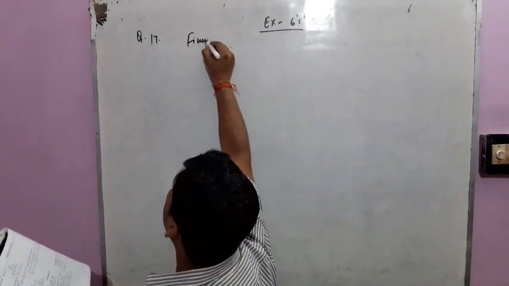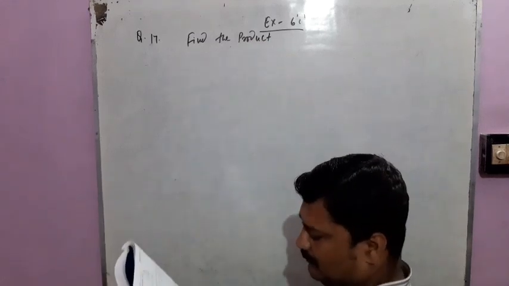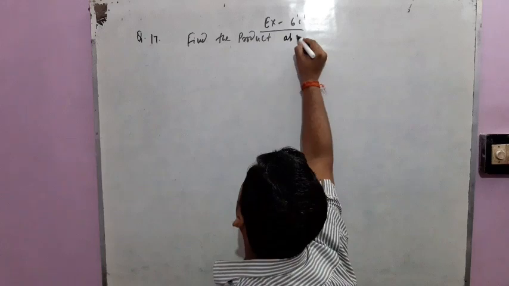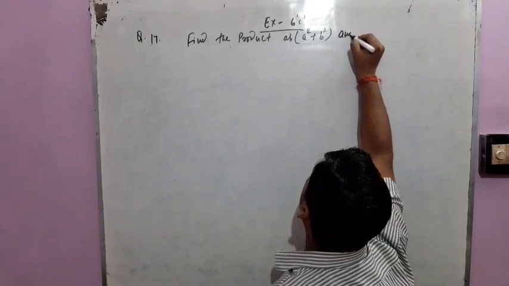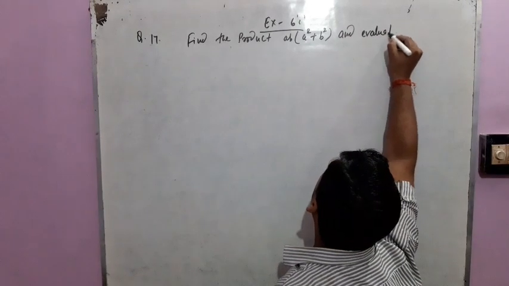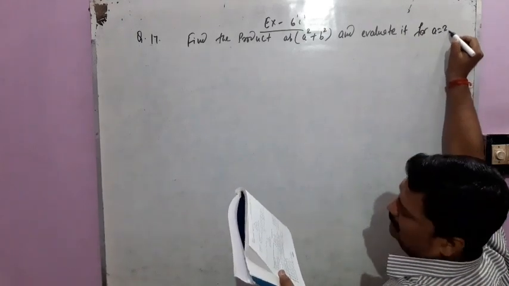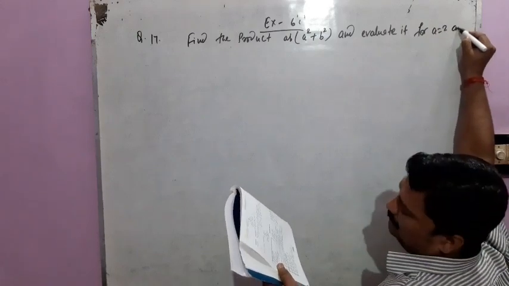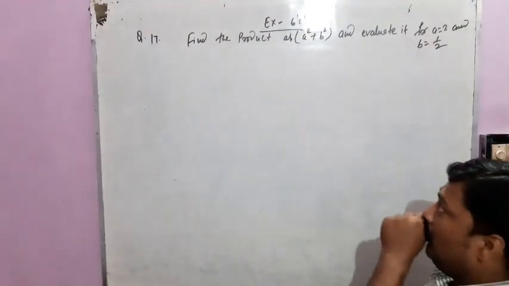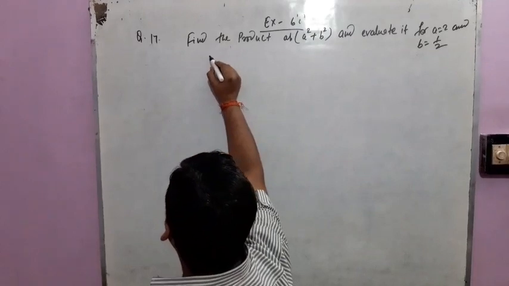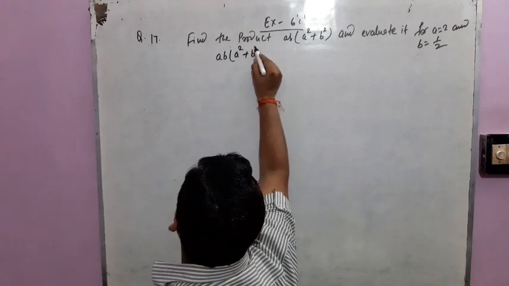In question number 17, it is given: find the product AB into A square plus B square and evaluate it for A is equal to 2 and B is equal to 1 by 2. So students, first we have to find the product. AB we have to multiply with A square plus B square.